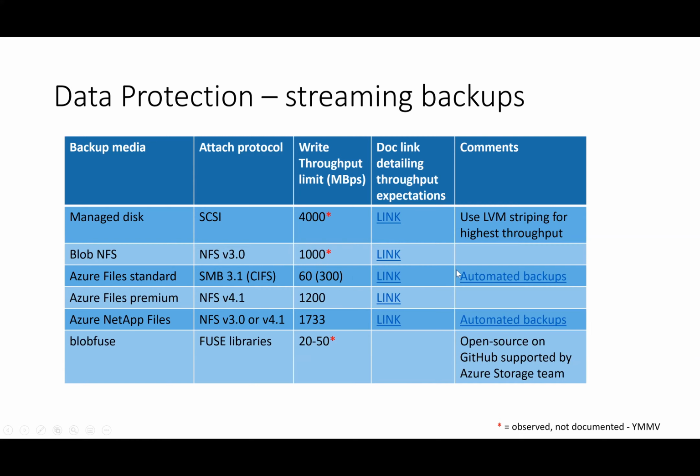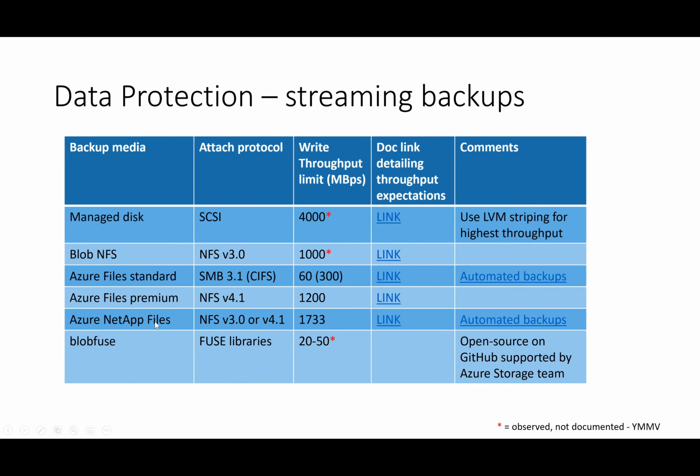And the Azure Files standard is the one that has its own automated backups. The Azure Files Premium doesn't. It's available with NFS version 4.1 as well as Samba, and it can handle upwards of 1,200 megabytes per second of throughput, but it doesn't have its own automated backups. You have to kind of roll your own the way you do with blob NFS. Yes, automated backups for Azure Files Premium are on the roadmap. Just don't know when it's going to come.